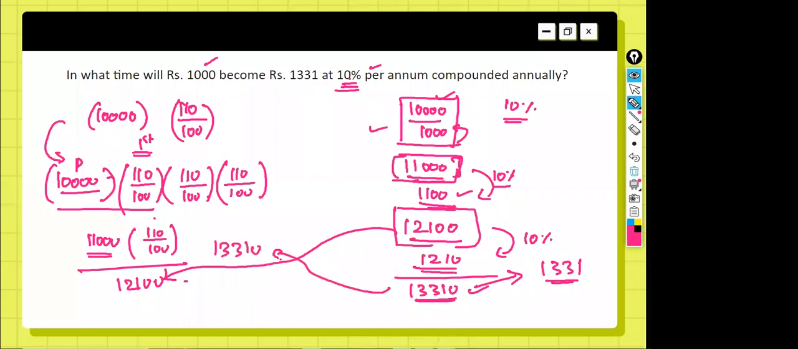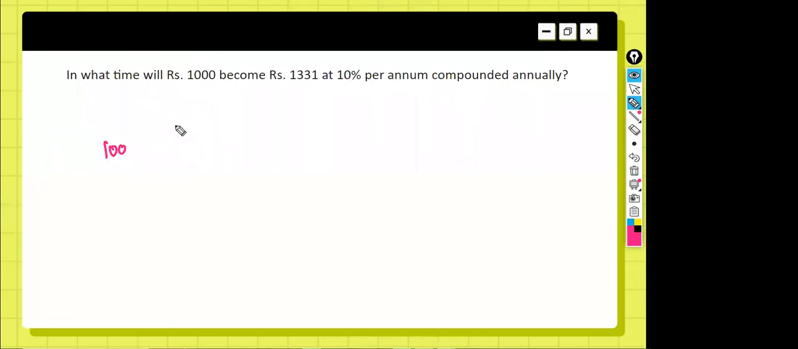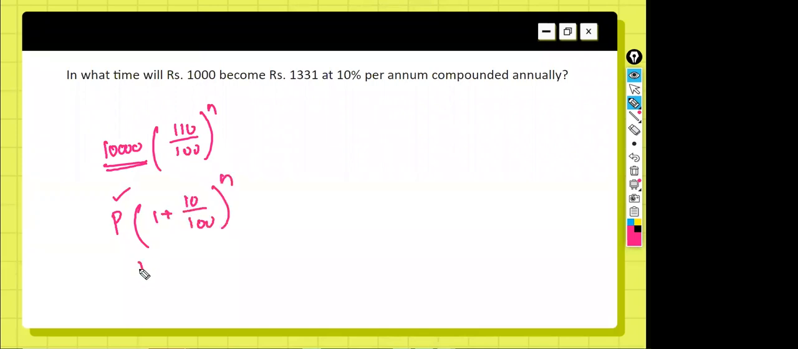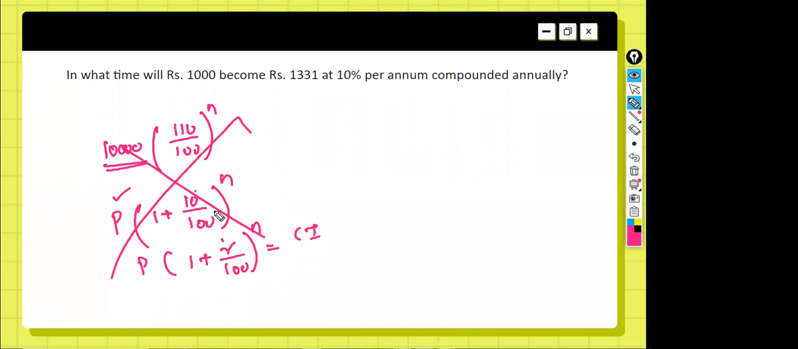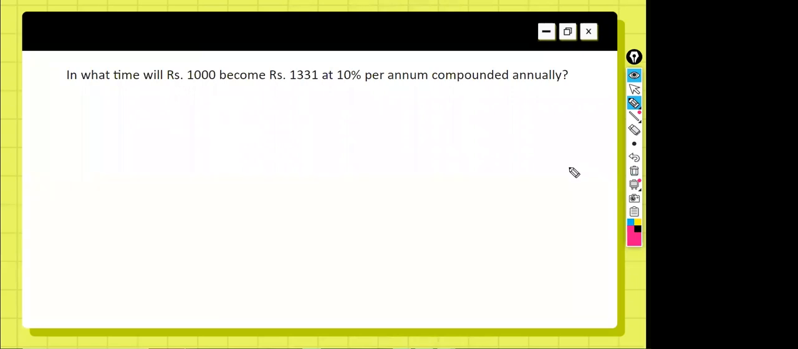So generally, this can be written as 10,000 into 110 by 100, for how many years? If the number of years is n, you can write it as n. This 10,000 is nothing but the principal amount. This 110 by 100 can be written as 1 plus 10 by 100, whole power n, or P into 1 plus R by 100, whole power n, where R is the rate of interest. This is the formula for compound interest. But my kind request to all of you is, don't remember this formula. This is not at all required. Just have the idea that compound interest is nothing but multiplication of percentage.